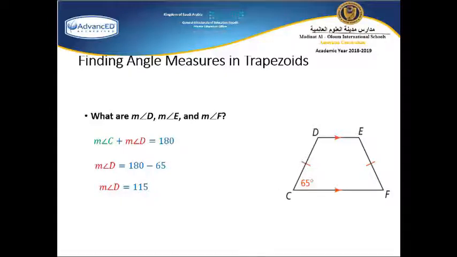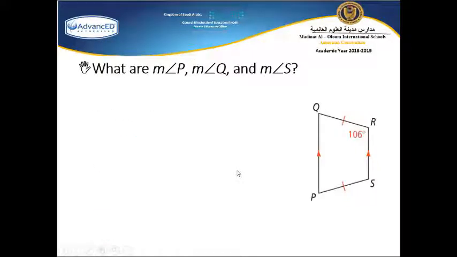Since in the isosceles trapezoid the base angles are congruent, then the measure of angle C equals the measure of angle F equals 65. The measure of angle D equals the measure of angle A equals the measure of angle E equals 115.